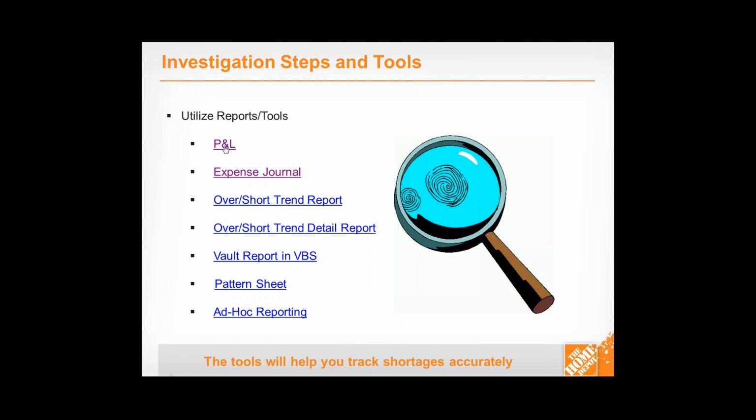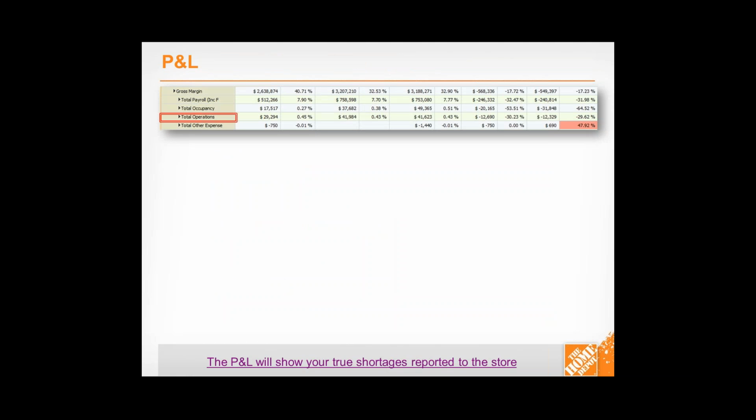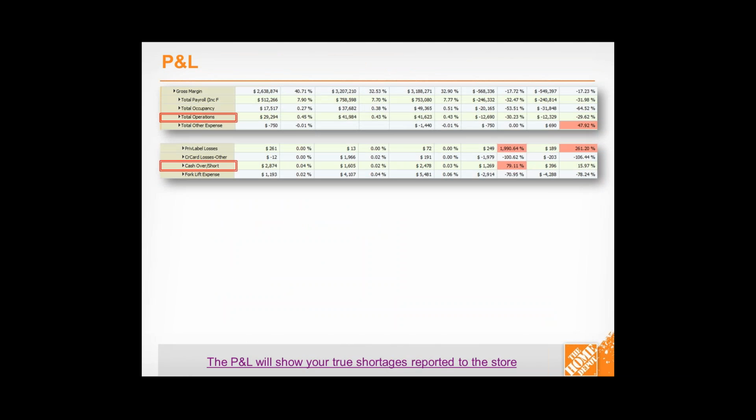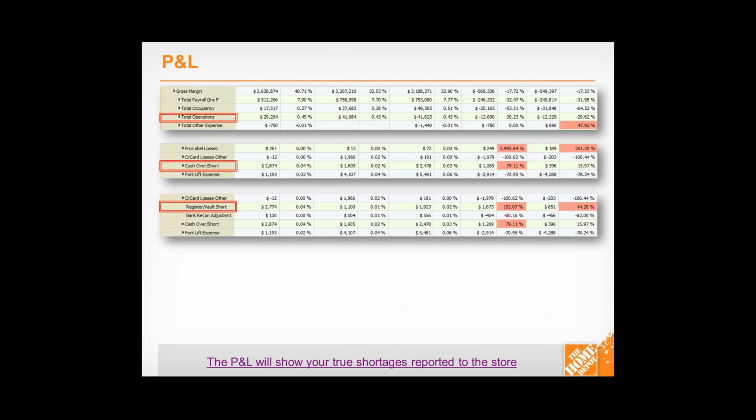First we're going to take a look at the P&L. Log into the P&L and select Store Operations. Drill down into Cash Over and Short. As you see here, select Register Vault Over Short, and you see your actual shortage right there of $1,100.